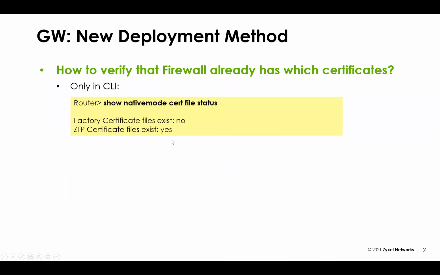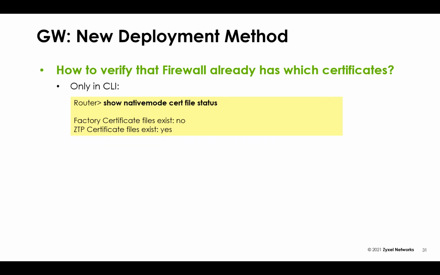And finally, how would you verify that you have a ZTP certificate? Well, you can go into the CLI. The only option that you have is basically going into the CLI and running this particular command, show native mode cert file status. So if the ZTP file exists, the certificate, it will tell you yes or no.